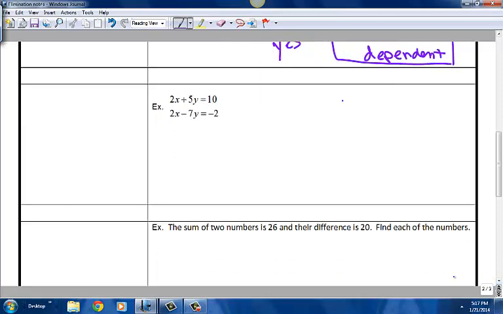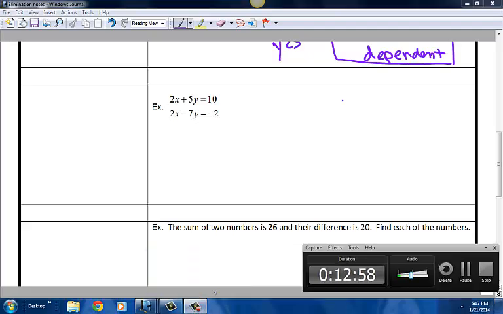Alrighty, one more example. I'm going to pause it here, save you a little time and a little bit of yapping, and I'll work it and come back in just a second.